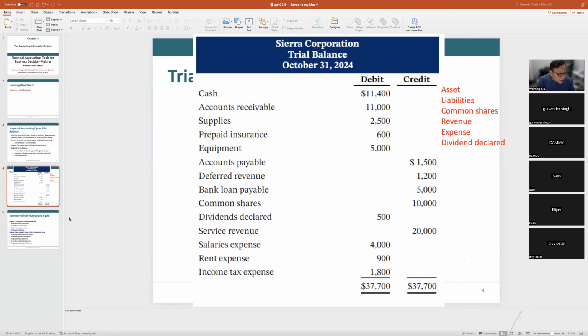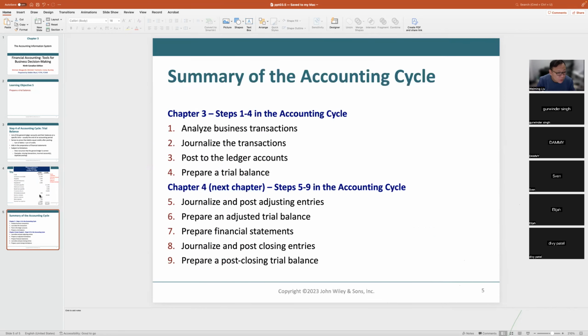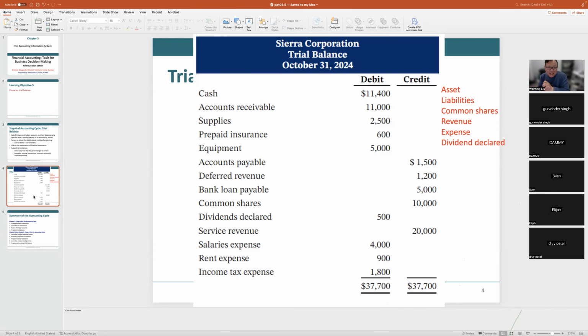And we are going to do chapter 4, and then we'll continue, because you can't use this information to prepare financial statements. Before you do that, we have to work on something called the adjusted trial balance. We're going to make additional adjusting journal entries. That will be chapter 4. We're going to do it next Monday.